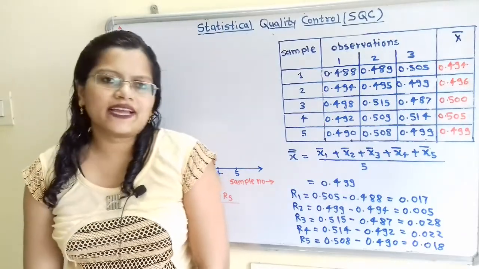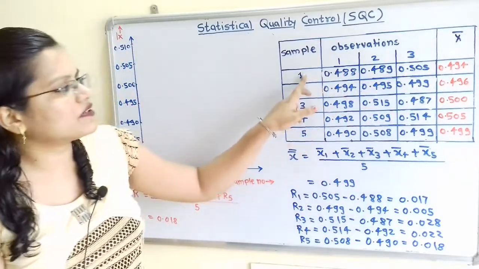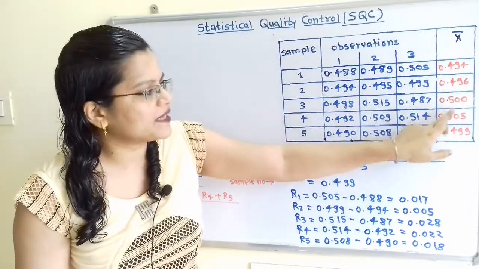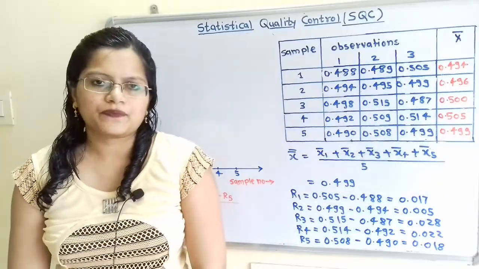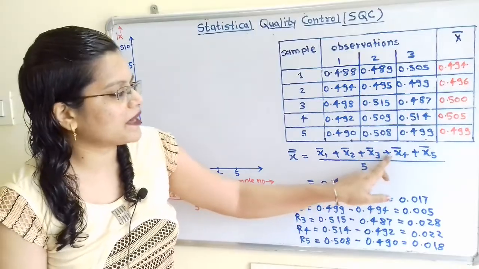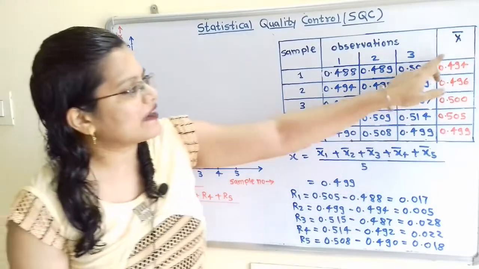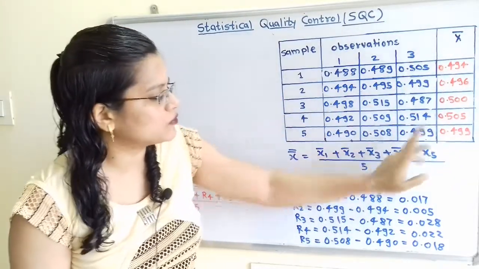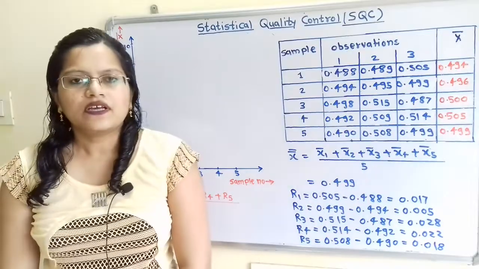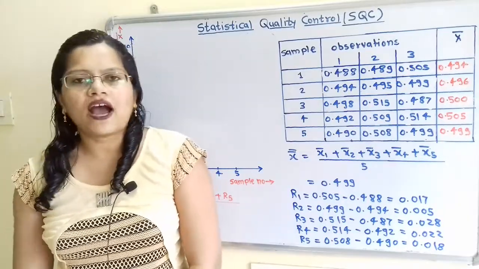Now we will calculate X double bar. So how to calculate this? The value of X bar for the first sample we will consider as X1 bar, this is X2 bar, X3 bar, X4 bar and X5 bar. So X double bar is equal to X1 bar plus X2 bar plus X3 bar plus X4 bar plus X5 bar divided by 5. When we add all these values and divide by 5, the answer is 0.499.